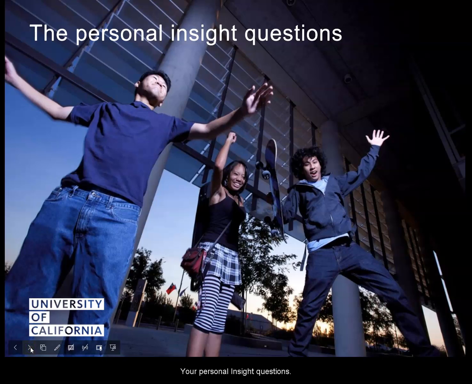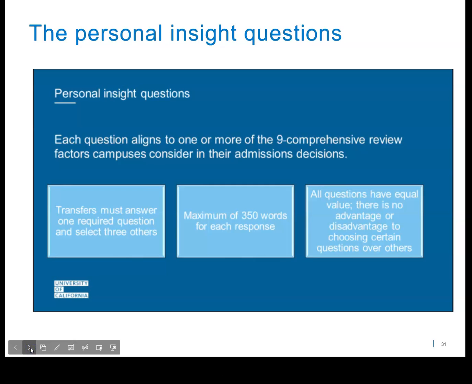Your personal insight questions. Each question will align to one or more of the 9 comprehensive review factors that campuses consider in their admissions decisions. Transfer applicants have to answer one required question and then select 3 other ones. There is a maximum of 350 words for each response. All questions have equal value. There's no advantage or disadvantage to choosing a certain question over others. You just choose the one that best applies to you or that you want to talk about some more.